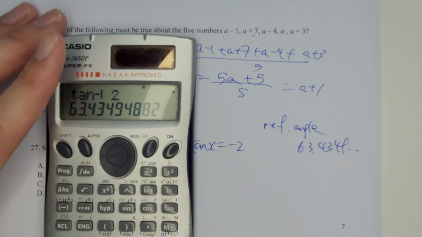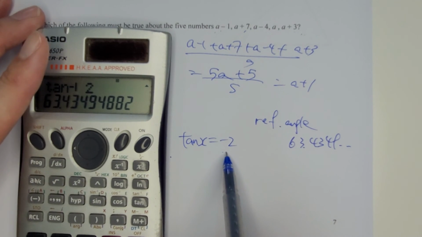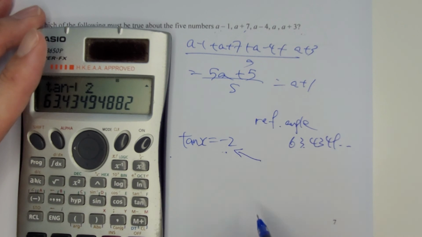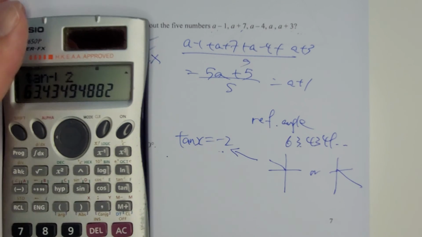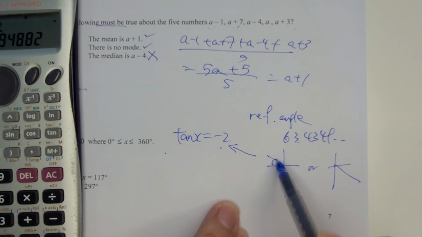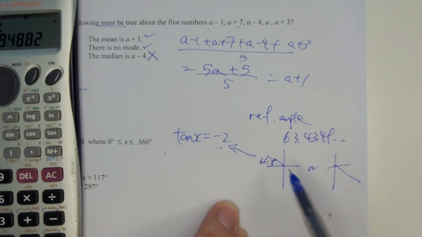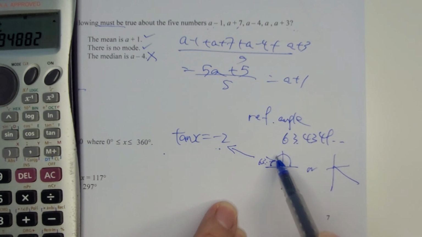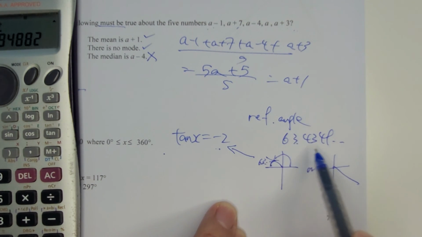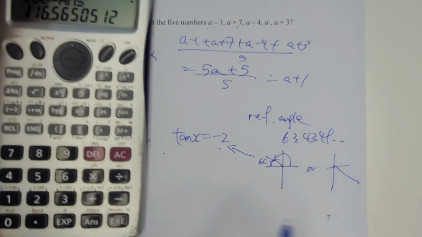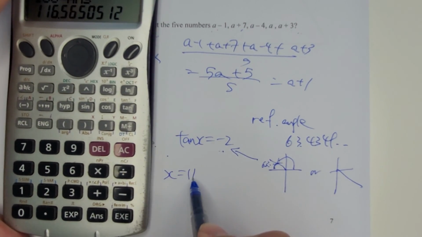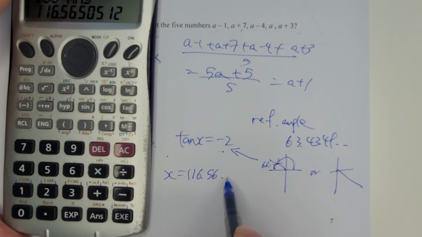63.4349 something. But you can see there's a negative, so you need to determine the quadrant it lies on. Is it lying on the second quadrant or the fourth quadrant? In the second quadrant, that is the reference angle, 63 point something. So the actual value will be 180 minus this 63 point something. So you press 180 minus answer. The first answer will be 116.56 something.